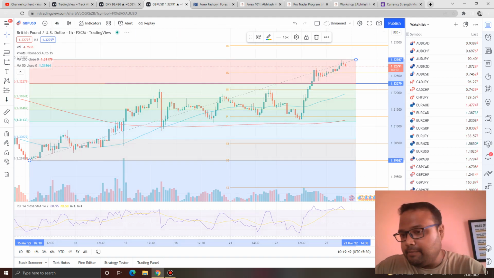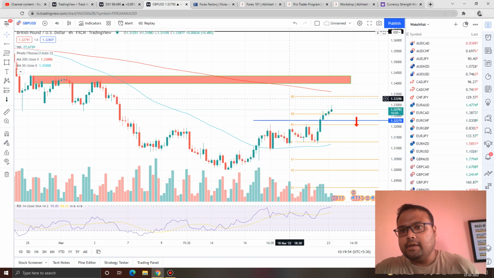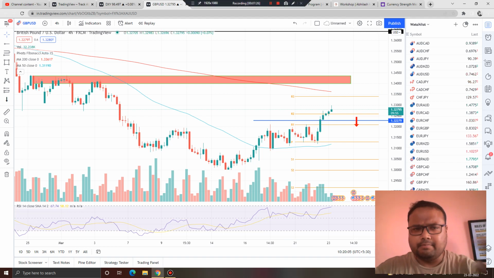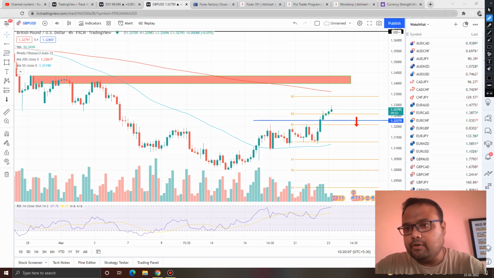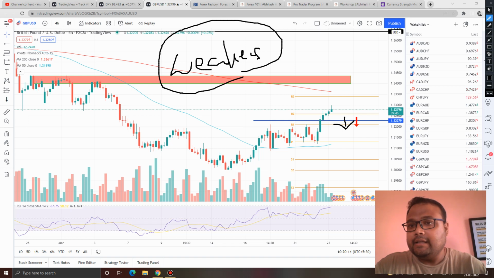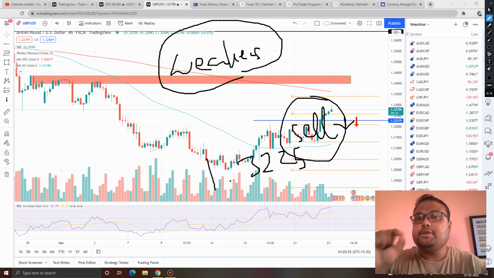So these are the levels for GBP USD. Hopefully you've understood. Lastly, I would like to mention one thing here. If GBP fails to be the strongest currency, and if it weakens as the day passes, there is a possibility that it will break. So if you see weakness on GBP, and it breaks the level of 1.3225 and starts going down, then we can also take a sell position. But keep in mind, GBP should be weak.